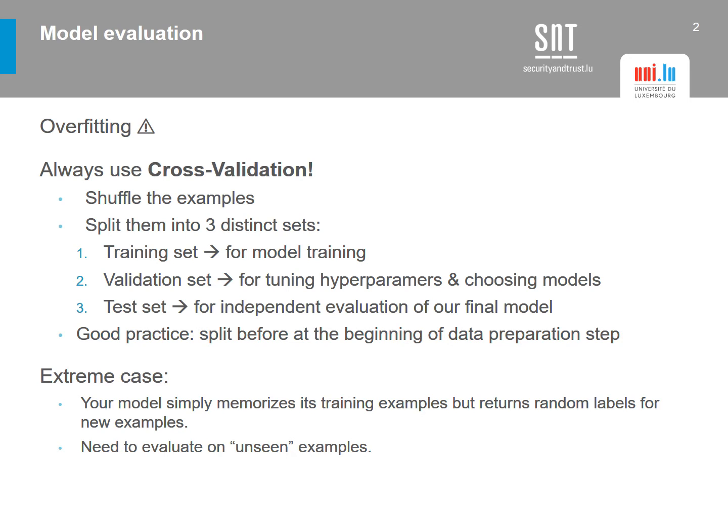The first set is the training set. The training set, as the name suggests, is for model training. These are the examples that the model will see to learn. And the second one is called the validation set. This one is used for tuning hyperparameters and for choosing the model according to the strategy that we just saw.